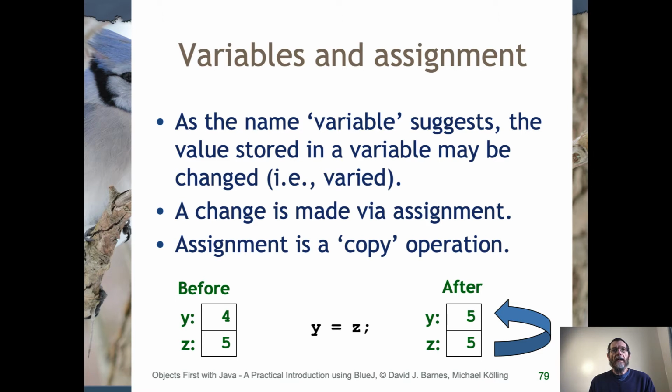Now, as the name suggests, we're often interested in changing or varying the value stored at a particular memory location. And typically we make a change to the value by using an assignment statement. And an assignment statement can be viewed as a copy operation. So if we look at the example on this slide, we want to make an assignment from the variable z to the variable y. And if the state of the memory before that operation is that y currently contains the value 4 and z currently contains the value 5, then the assignment operation results in the value in memory location z being copied into the memory location y. So now we have two copies of that particular value, one called y and one called z.